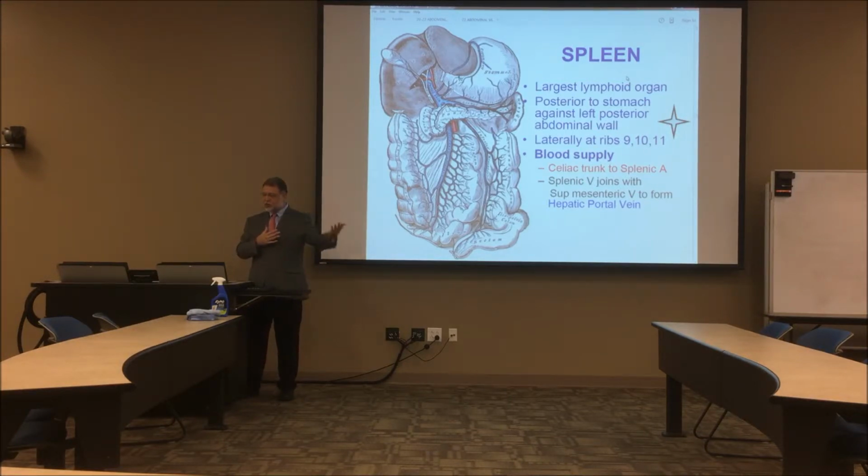The spleen is posterior to the stomach and holds the left upper quadrant against the abdominal wall, and it has ribs 9, 10, and 11. So you start counting where you find 9, 10, 11, that's where your spleen will be. The other important thing is that the celiac trunk is the main arterial blood supply for the organ, and the splenic veins will go out and join the superior mesenteric vein to form the hepatic portal vein.